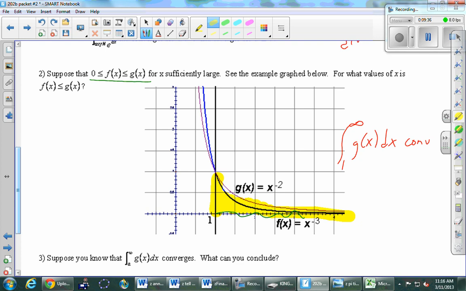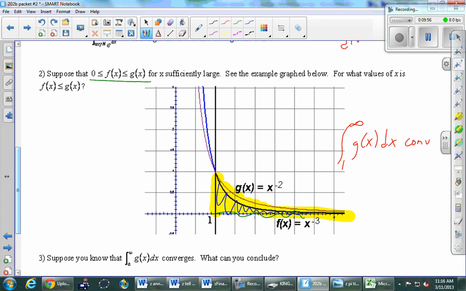If you know that all this yellow stuff is finite, and then you ask yourself about the area that's underneath the lower one, well, if all of the yellow is finite, and this lower one is always lower, then that must be finite too. It's a smaller finite number, right?